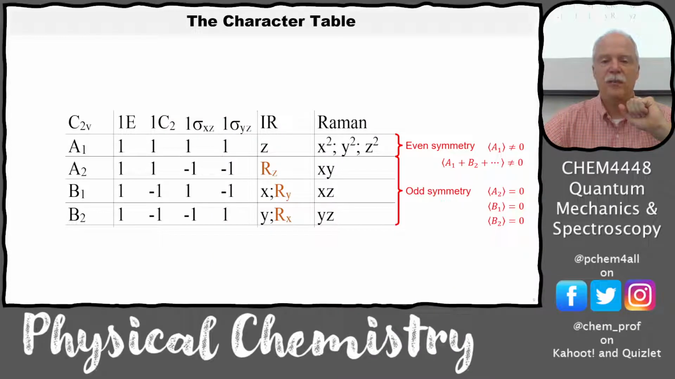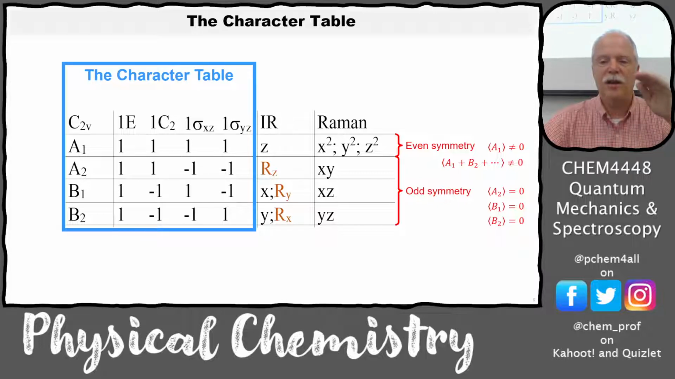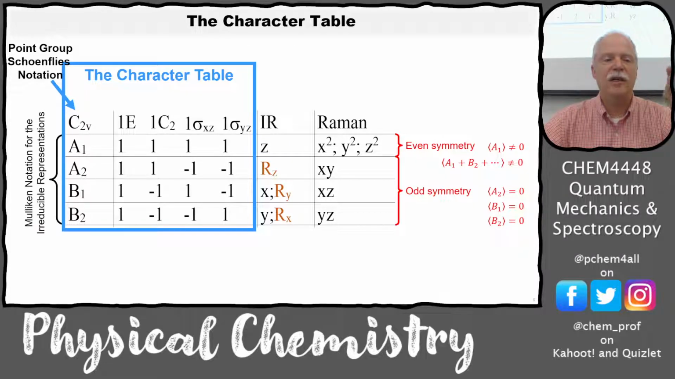So here's our character table. That top one has even symmetry. All of the other rows have odd symmetry. This top left piece is the Schonflies notation. That's the point group for that character table. And these are Mulliken notations. We also call those irreducible representations. So in a linear algebra way of thinking about it, each row is linearly independent from the others. And if they were able to be a combination of others, then they could be reduced. And so these are irreducible.